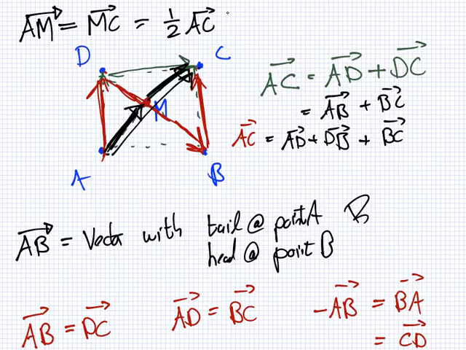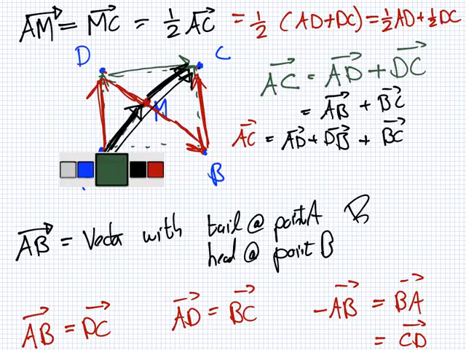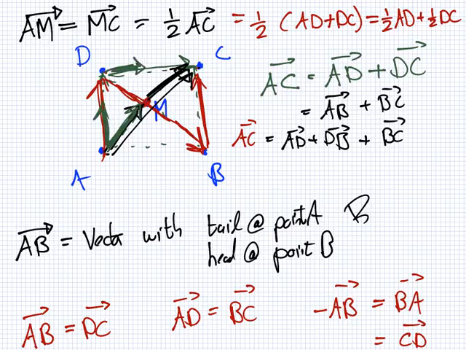So it's the same as a half AC. But you could also write that as a half AC is the same as AD plus DC, which is a half AD plus a half DC. So you could say AM here is a half AD plus a half DC. In other words, I'm trying to get you to see that you have so many options here when you write vectors in Euclidean form.